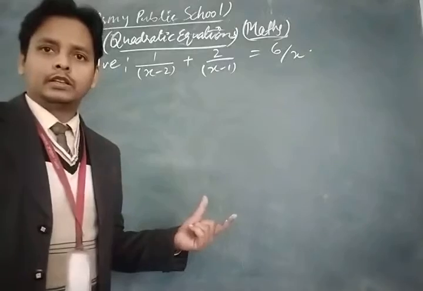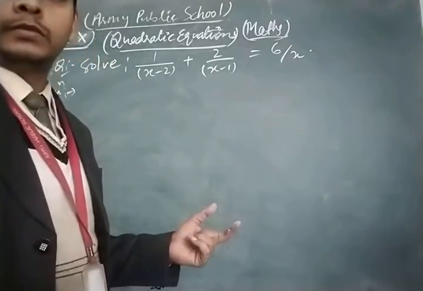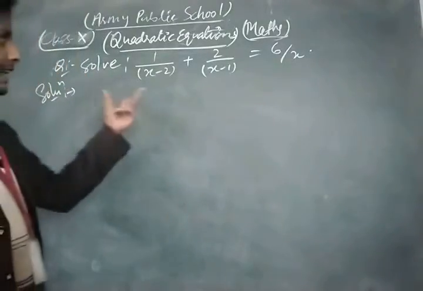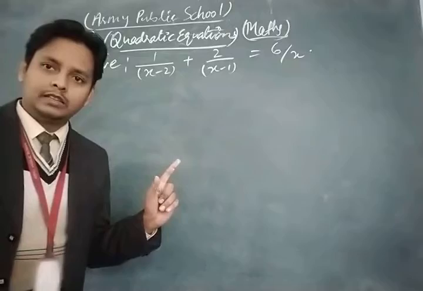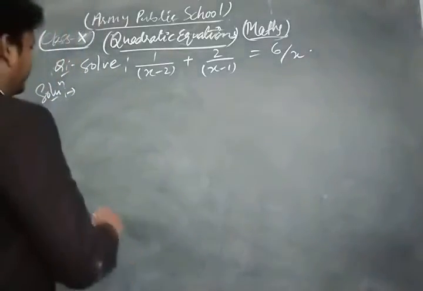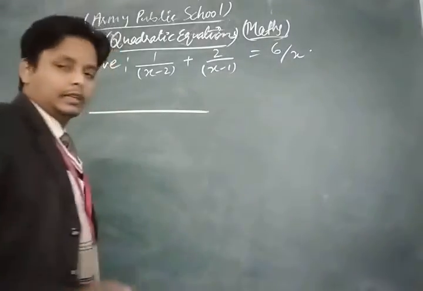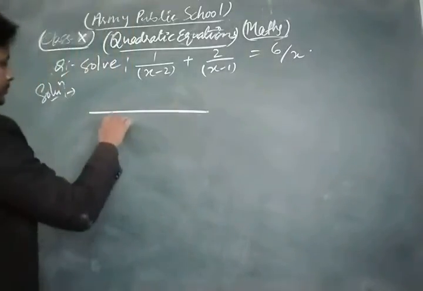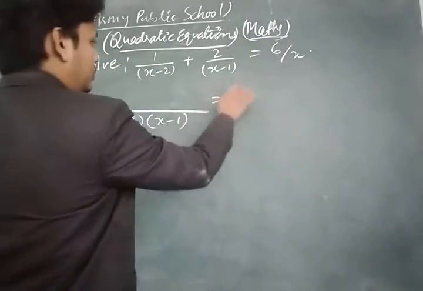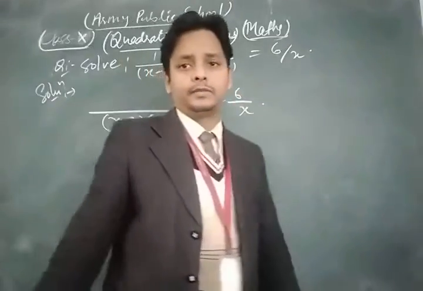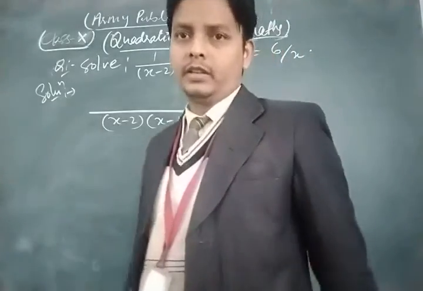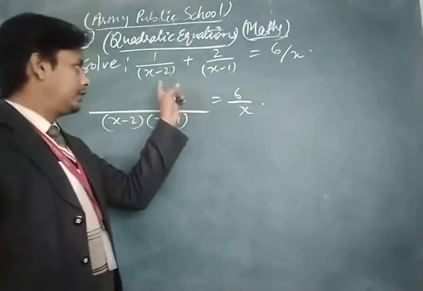So, dear student, in this type of question, first of all we take their LCM. Let's see its solution. The LCM is x minus 2 into x minus 1, and it is equal to 6 by x, which is written as it is. Okay, now look, here we take both the LCM.